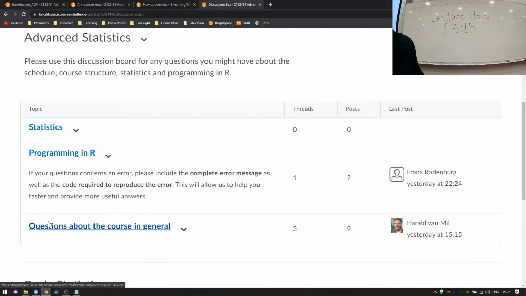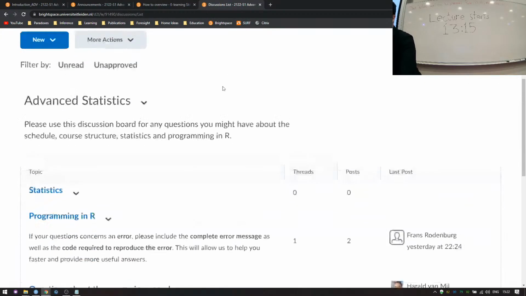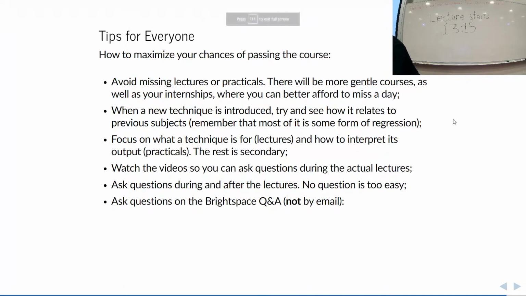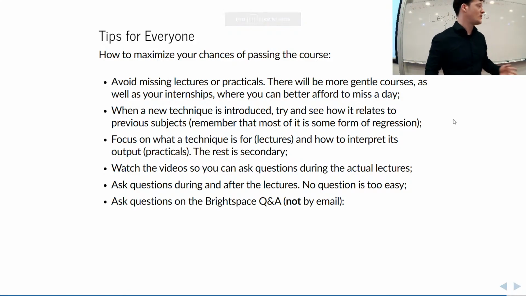I try to answer this whenever I can. When I don't, it's either because I don't know the answer or because Harold has to answer it. The other thing, there are, of course, questions that don't fall into this framework, but Harold already talked about it. If you have something personal or something you don't want to share with others, of course you can email us. If you don't have access to Brightspace, of course you can email us.